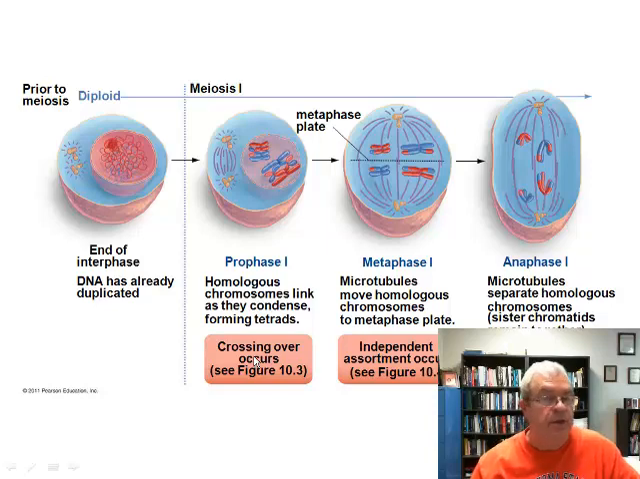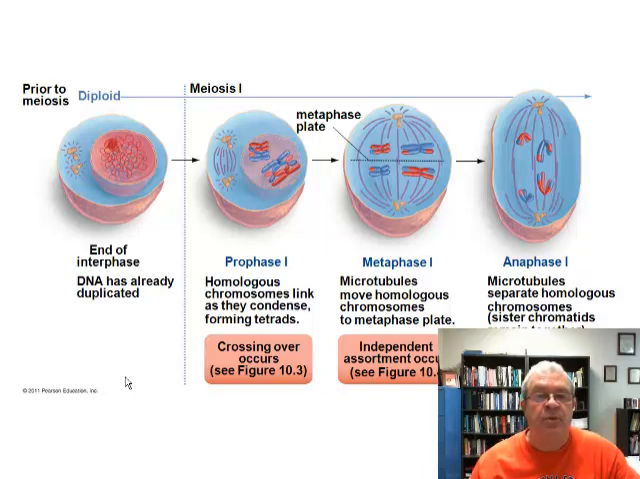It's the first shuffle. It should be at the very beginning, right? And so what's going on? Well, first of all, when does it occur again? During what phase? Prophase. If you just answer prophase, will that be a problem? Yes, because meiosis has 2 prophases, so this occurs during prophase 1 at the very beginning.